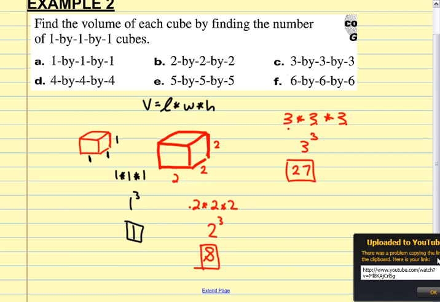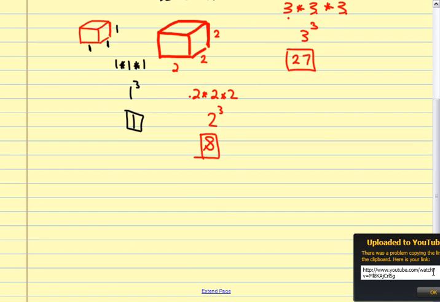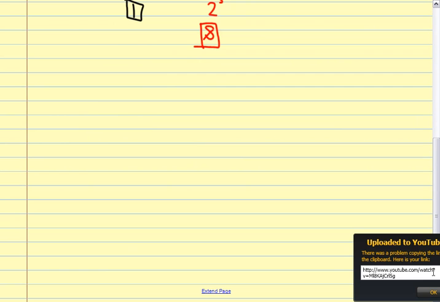Now, I want to actually show you something. Okay? The next one was 4 by 4 by 4. How do I write that, Emma? 4 times 4 times 4, exactly. And Emma, what's the shortest, simplest way I can write that? 4 to the power of 3, or 4 to the third power.